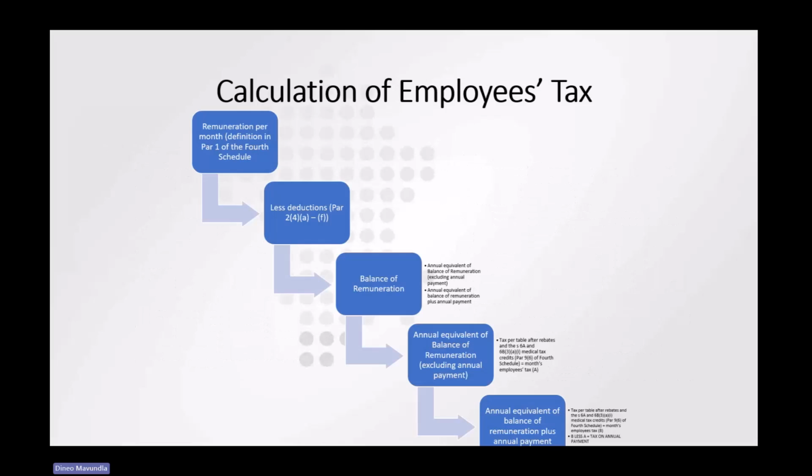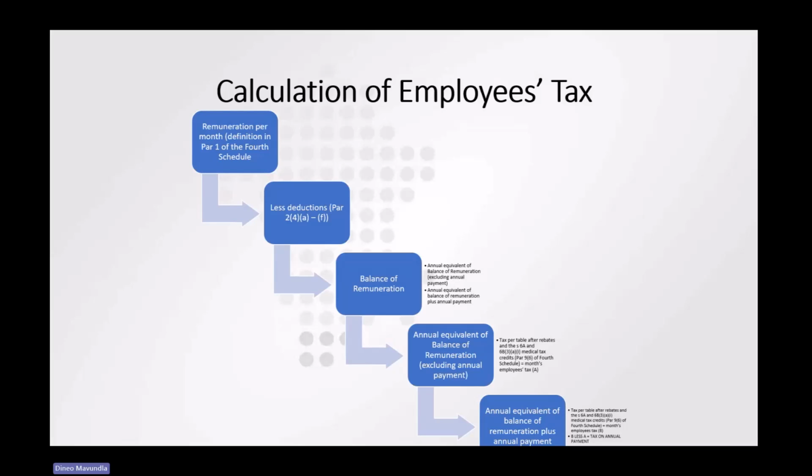Okay. Then now we're going to go to the calculation of our employees' tax. First, we would have to determine the amounts that are included as part of our remuneration. And for that, we go back to the definition of remuneration as set out in paragraph 1 of the fourth schedule. Then we would have our deductions in terms of paragraph 2.4A to 2.4F. There's only about 4 deductions that a person can actually have from the employees' taxes. Then from there, that will be how we determine the balance of remuneration.